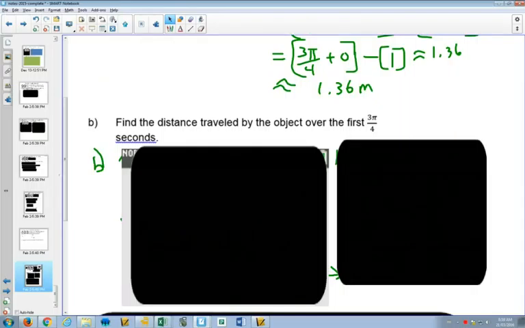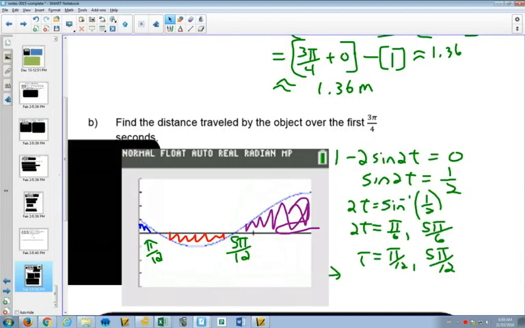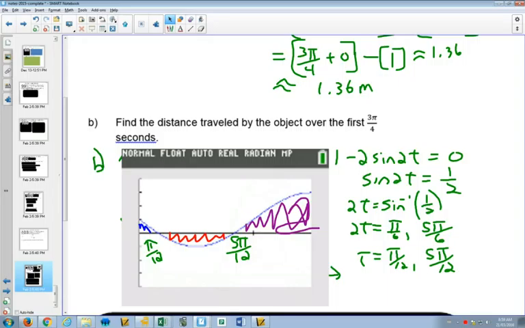So now if we want to find the distance traveled over the first 3 pi over 4 seconds, we're going to have to look at what's happening here. So in our velocity function, when it's graphed, we notice that some of it is below and some of it is above. And if we took our original function, we could find these intercepts by graphing 1 minus 2 sine 2t. We could also find it by solving it.